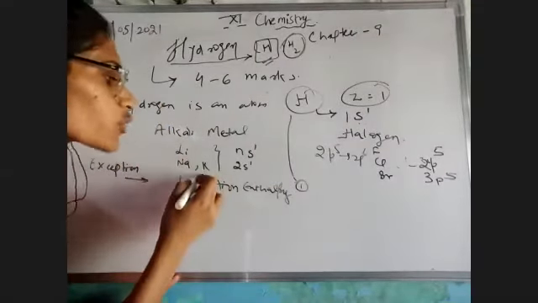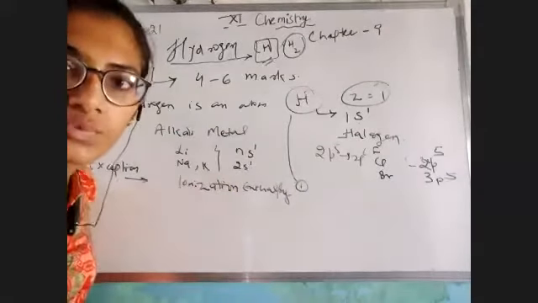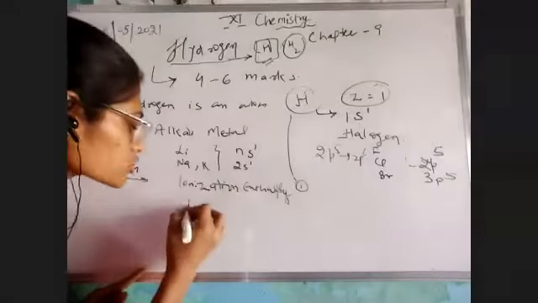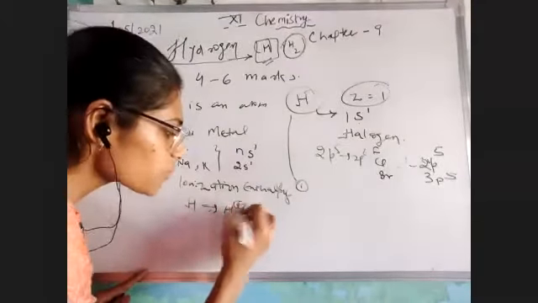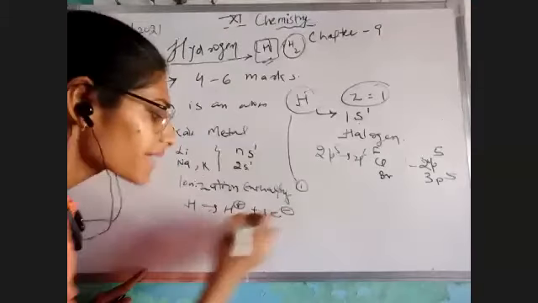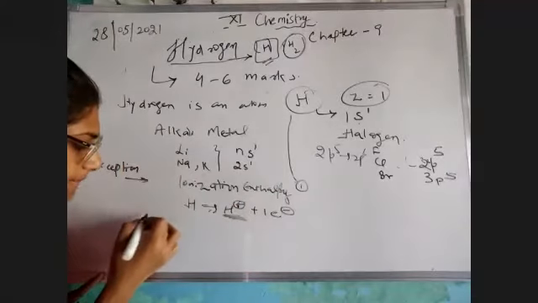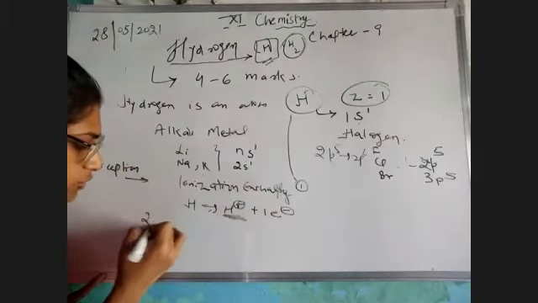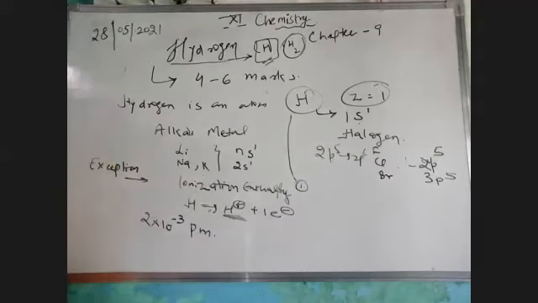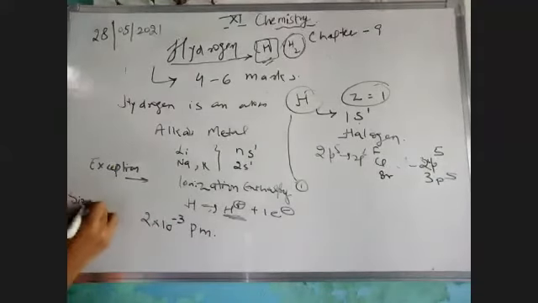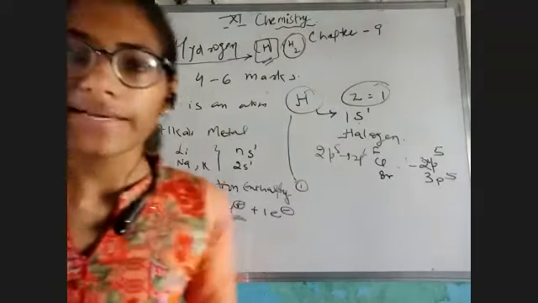Lithium, sodium, potassium have very less ionization enthalpy. They would easily remove their one electron. But the hydrogen, if it would remove one electron, it would become H positive. And the size of H positive is almost, suppose, 2 into 10 raised to power minus 3 picometer. The size of H positive is so small, almost 2 into 10 raised to power minus 3 picometer.